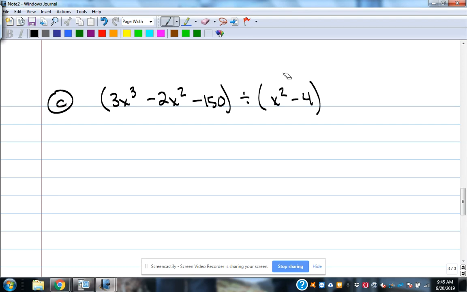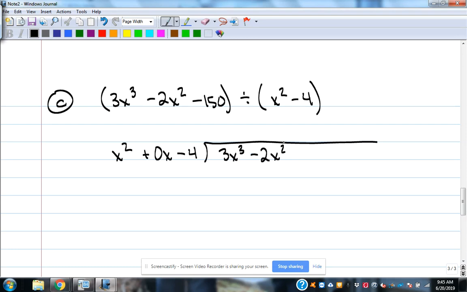We've got an x squared. We don't have a plain x in there. So when we go to write up our problem in long division, we're going to set it up x squared, and we're going to put a plus 0x in the middle, and then the minus 4. And then on the dividend, the stuff underneath there, we're going to have 3x cubed minus 2x squared. And then because we don't have a plain x, we're going to put a plus 0x in there, minus 150.